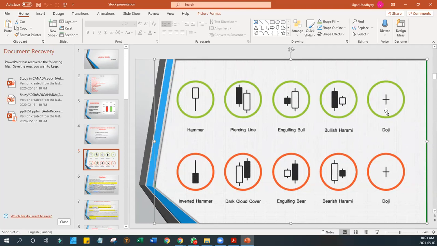This is doji. That means there is nobody in control, it's indecision. We don't know who is in control, whether the bears are in control or the bulls are in control. However, if this doji is formed on the top, that means bears will take control. If the doji forms on the bottom, then the bulls will take control. How we'll check it on the chart.